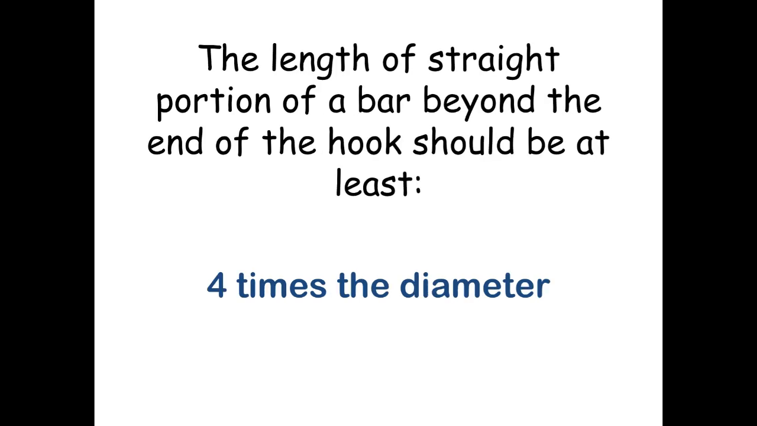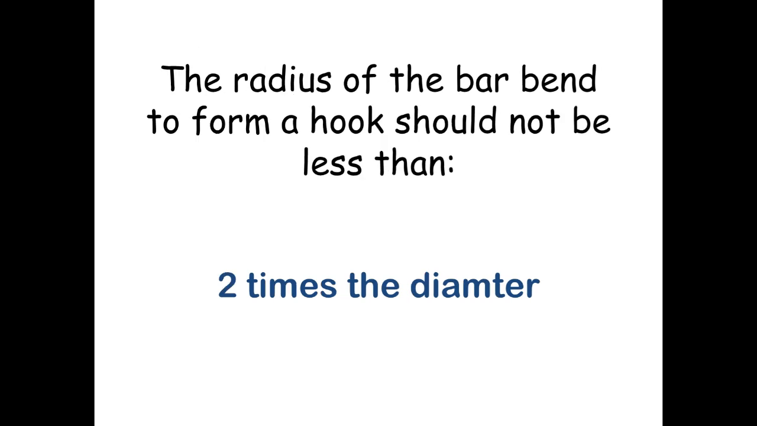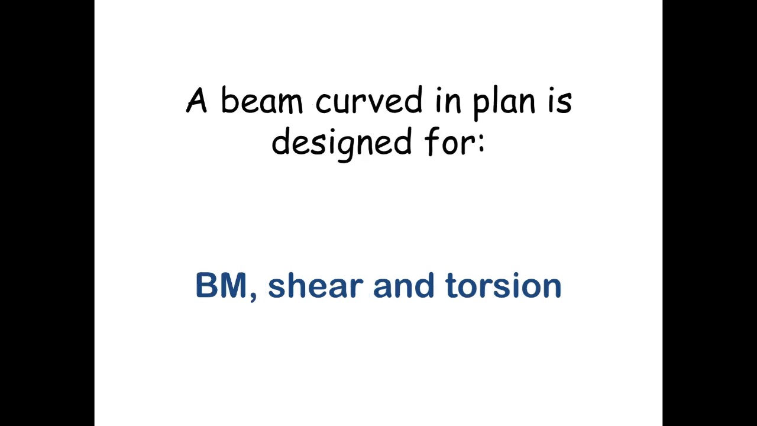The length of straight portion of a bar beyond the end of the hook should be at least 4 times the diameter. The radius of the bar bent to form a hook should not be less than 2 times the diameter. A beam curved in plan is designed for bending moment, shear, and torsion.